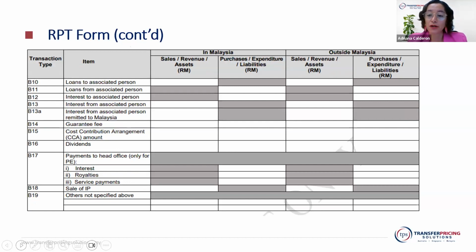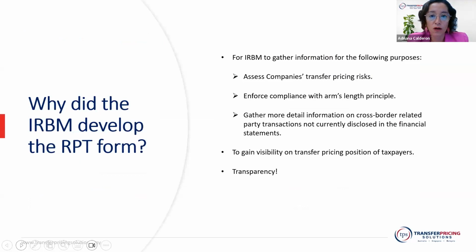Part A is all about answering yes or no, or the characterization. Part B is all about disclosing the values by type of transaction. So as you can see, it's quite detailed. And at the end, the taxpayer will be saying a lot and disclosing a lot to the IRB. And this information will be used as the basis for choosing taxpayers for audit.